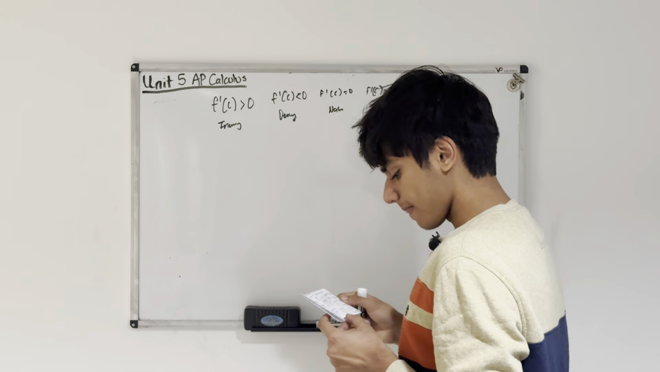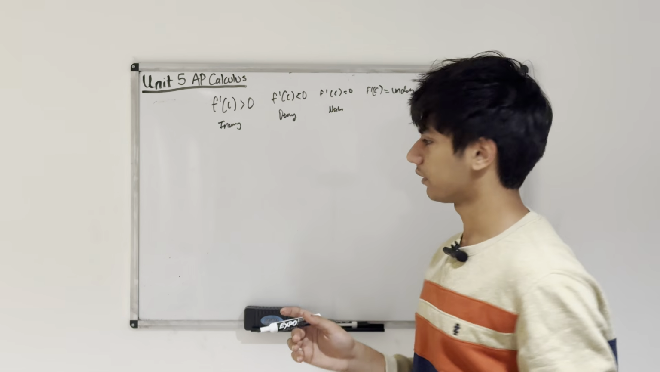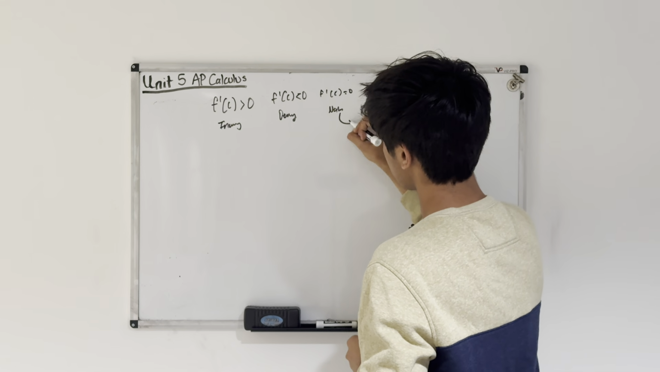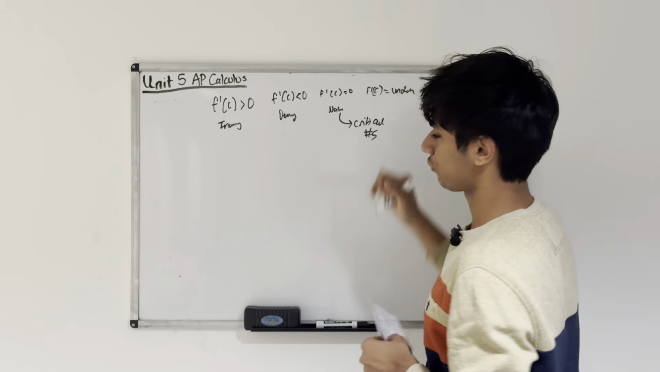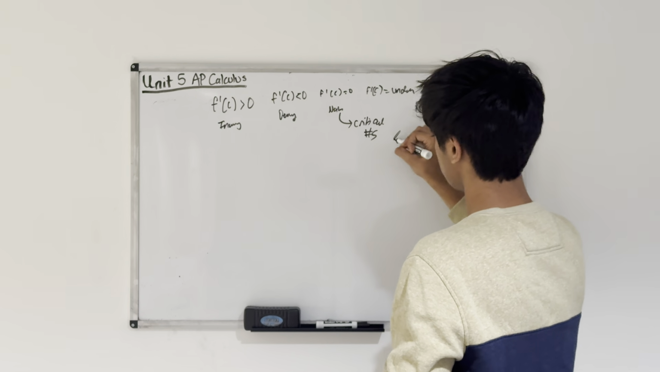Okay? And an important thing we want to know how to do is identify intervals of increasing and decreasing. And the way we do that is we first identify critical numbers, because the critical numbers are where the function changes either to increasing or decreasing. And then we draw a number line.